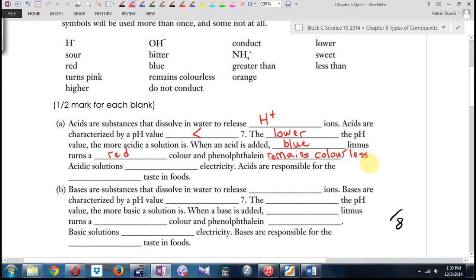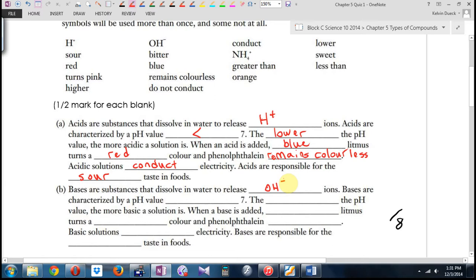Acidic solutions conduct electricity. Unfortunately, so do bases. There are many other solutions out there. If you're in a CSI lab and you've got a mystery liquid and it conducts electricity, it could be an acid or a base. We did a lab on identifying whether it's an acid or a base using color changes, so you can go even further than that. Bases are substances that dissolve in water and release hydroxide ions, OH negative ions.